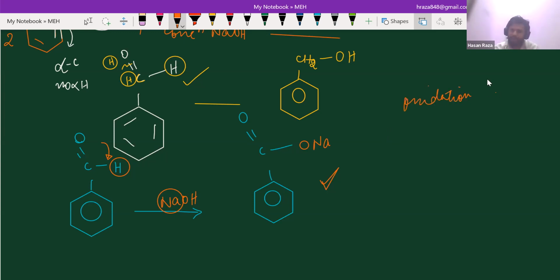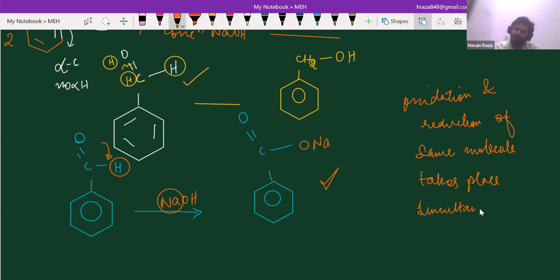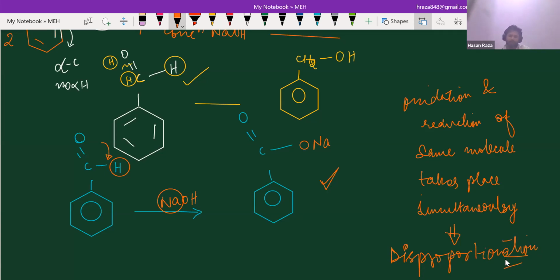And since oxidation and reduction of the same group or molecule or compound takes place simultaneously, this type of redox reaction is known as disproportionation reaction. That's why I used the term disproportionation in a bracket. Is that clear? So please do write it. It's very simple.